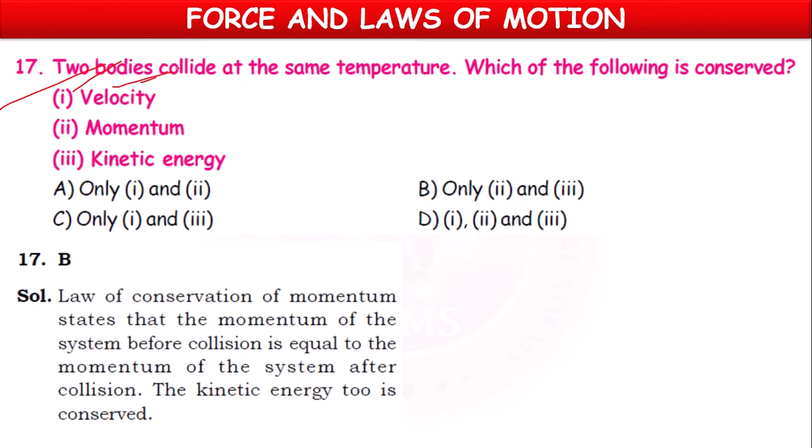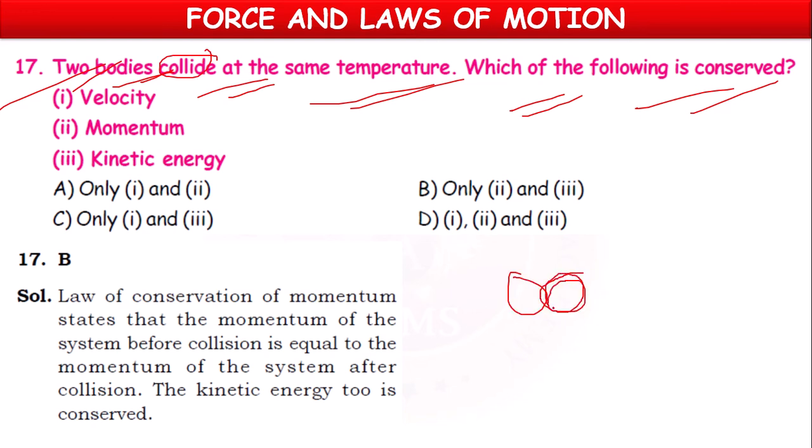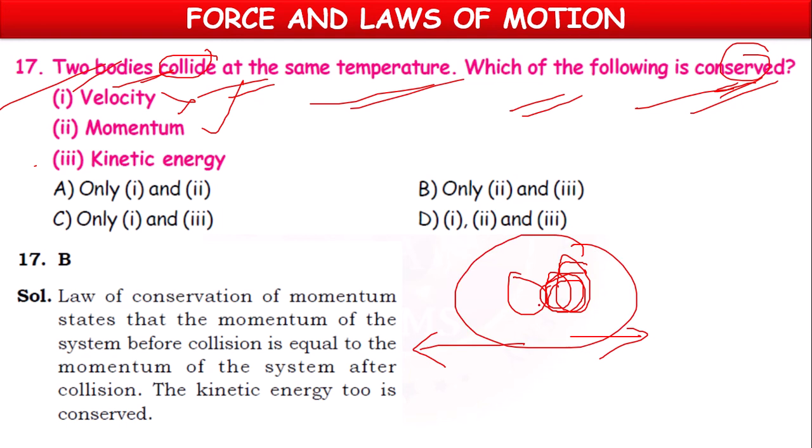Next one, 17th question. Two bodies collide at the same temperature. Which of the following is conserved? Two bodies collide. If two bodies touch each other, their velocities will change. So velocities cannot be conserved. But momentum, total momentum before collision, total momentum after collision will be same.